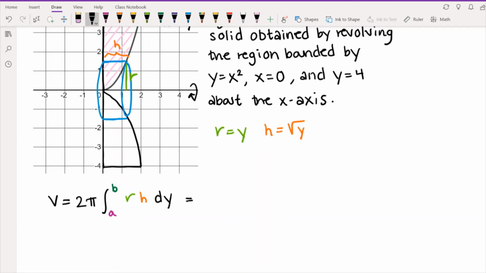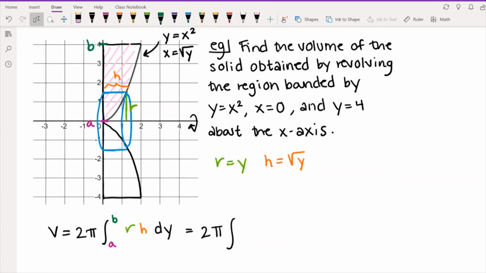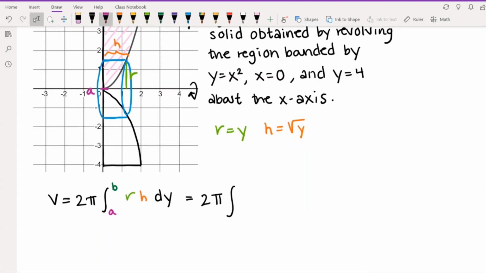And so we already know our radius and our height, so for the bounds this time, what's the very smallest radius that makes sense? Well, that would be 0. So that's our a. And then what's the very biggest radius that would make sense? Well, that would be 4. So that's our b. So we're going to be doing the integral from 0 to 4 of, and the radius was y, and the height was square root of y, dy.